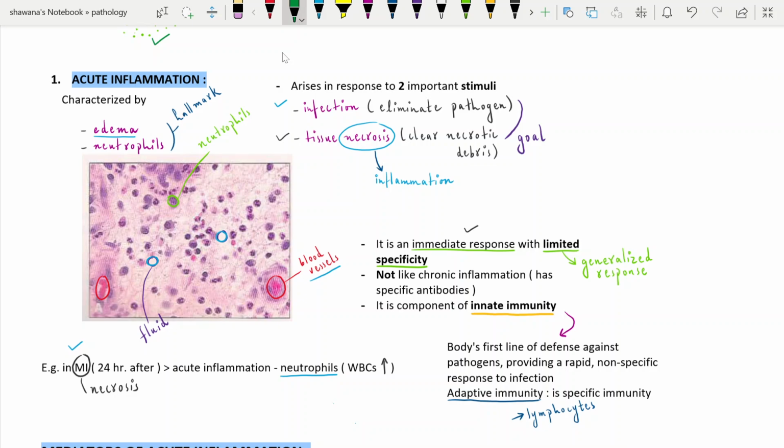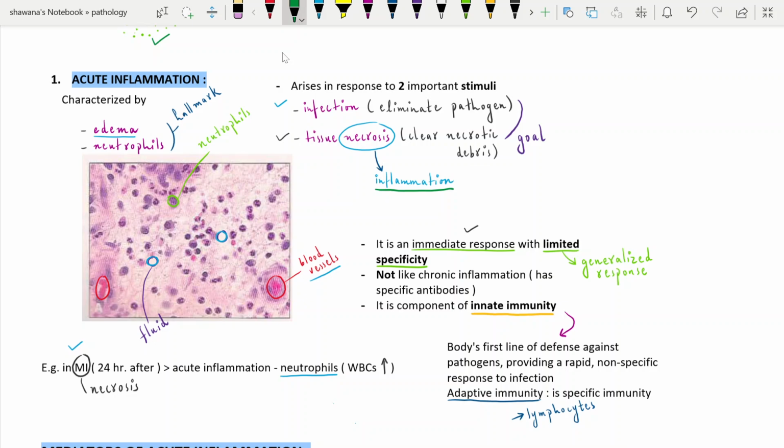The two important stimuli for acute inflammation are, first, infection, either bacterial or viral infection, and the second is tissue necrosis. Tissue necrosis, as you know, in contrast to apoptosis, apoptosis does not lead to inflammation, but necrosis always leads to inflammation. And the second stimulus for inflammation is the necrosis.